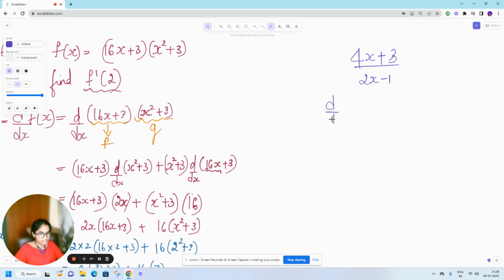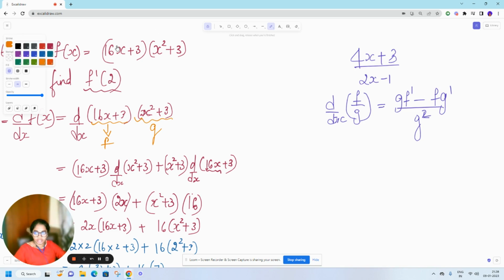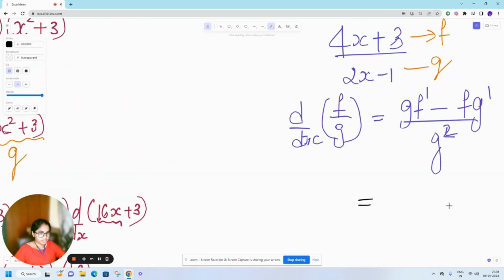If you have d by dx of f divided by g, according to the quotient rule, you would have to keep the denominator as it is, find the derivative of the numerator, minus numerator into derivative of the denominator, divided by denominator square. Now, in the given question, this is f, this is g, correct? So what should I do now? Write the denominator as it is. That is, you will get 2x minus 1.